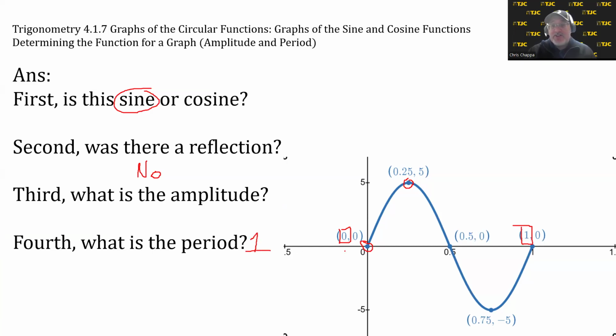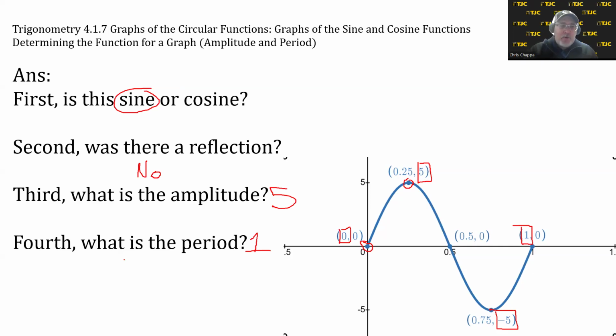The amplitude is the distance from the midline to the highest or lowest points, or half the distance between the greatest and least y coordinates. 5 minus -5 is 10. 10 divided by 2 is 5. So it's a sine. There's no reflection. The amplitude is 5 and the period is 1.